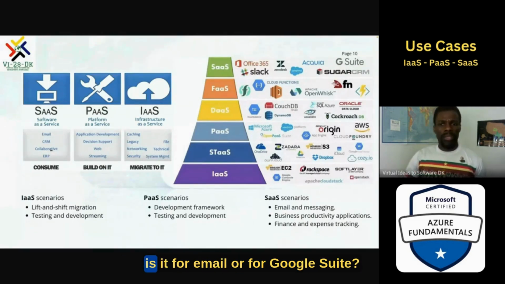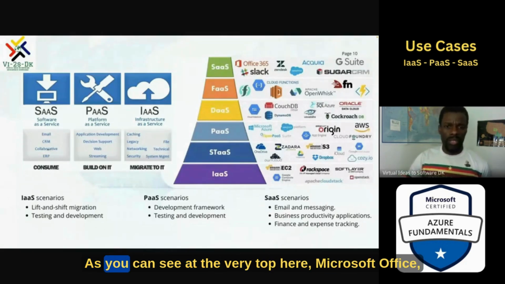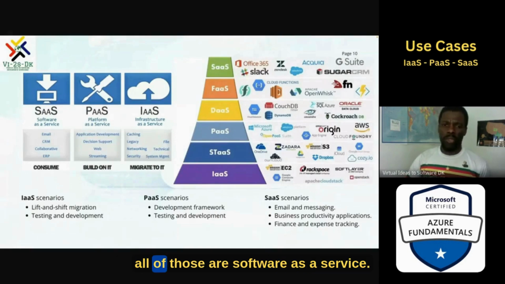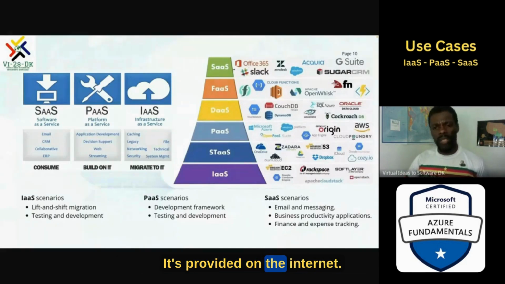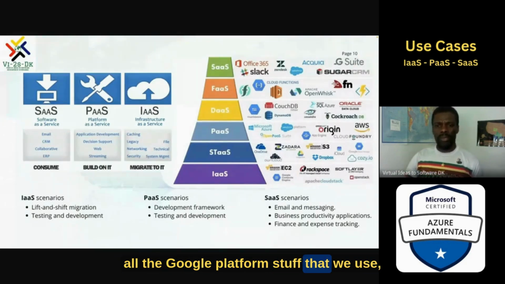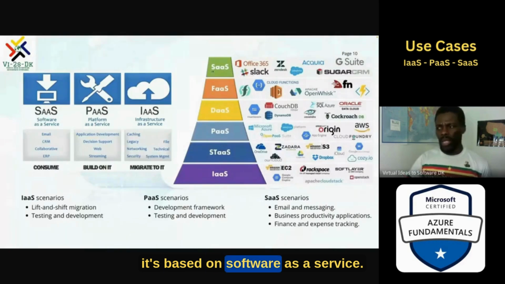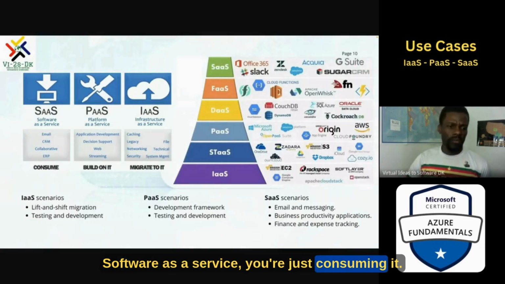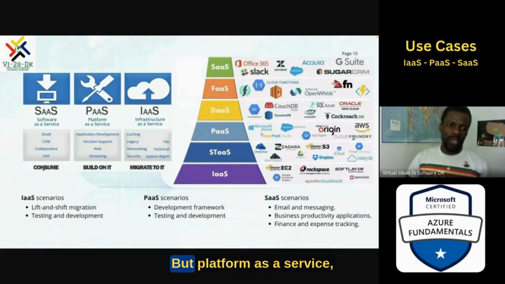For collaboration, is it for email or for Google Suite, as you can see at the very top here? Microsoft Office, collaboration, Outlook, Word, PowerPoint, all of those are software as a service. It's provided on the internet. Salesforce is also one of them. Google Suite, all the Google platform stuff that we use, it's based on software as a service. So what is the model? Software as a service, you're just consuming it. So you're consuming the cloud. But platform as a service, you are building on the cloud.